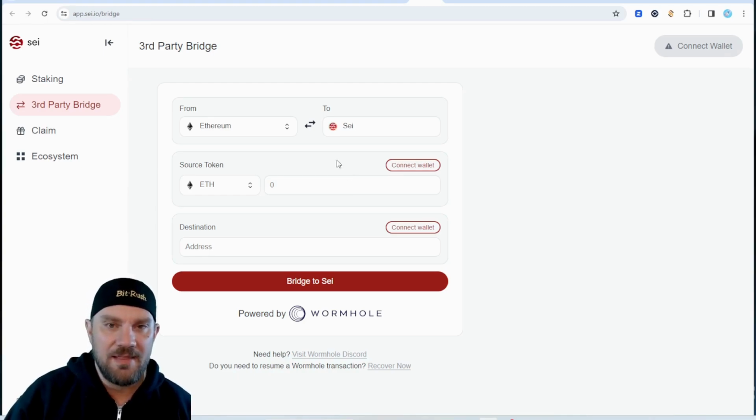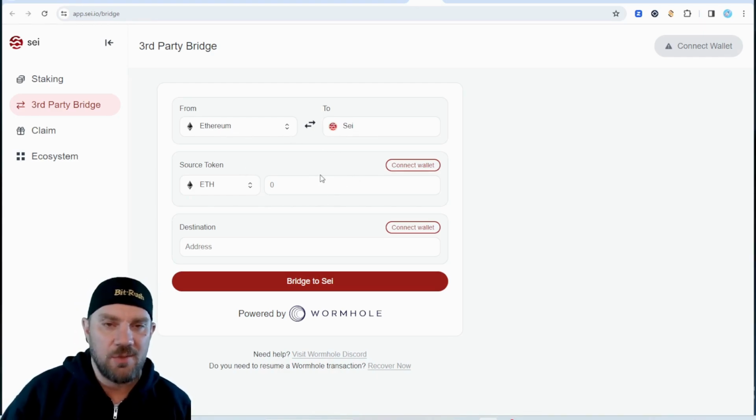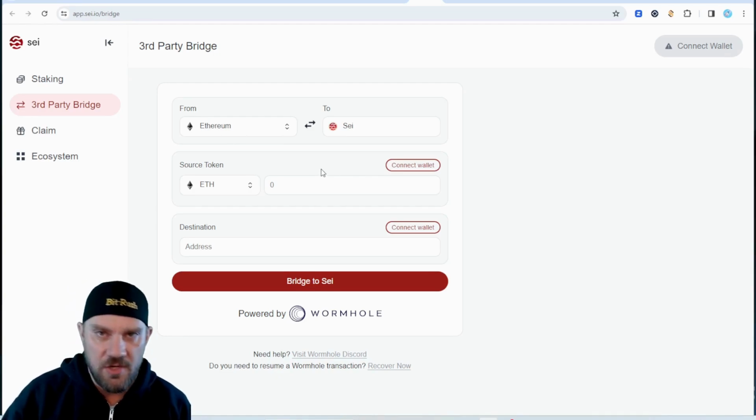Just keep in mind that even if you bridge over your tokens from Ethereum, you are going to get wrapped Ethereum on the SEI network. So you're still going to need some sort of fiat on ramp to get some SEI, just a minimum amount, so you can trade. Once you bridge, you can trade your bridged tokens.